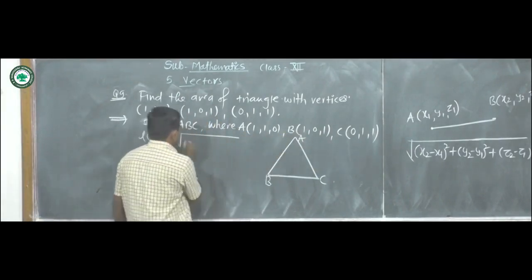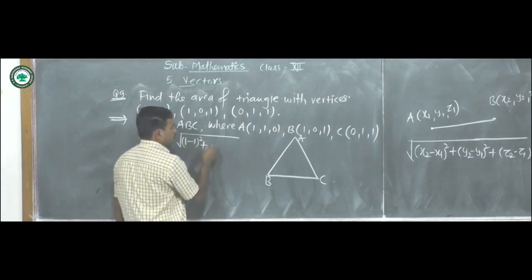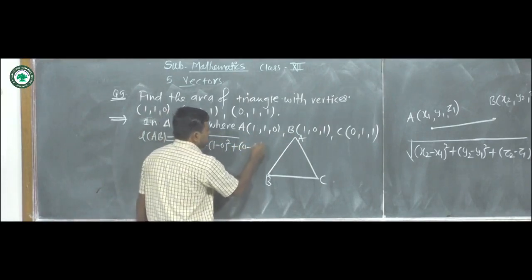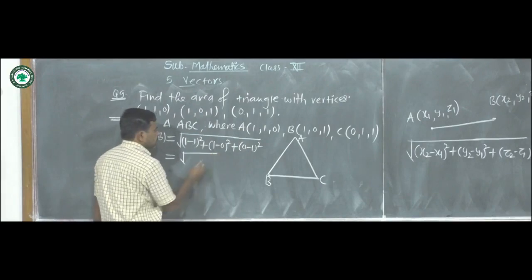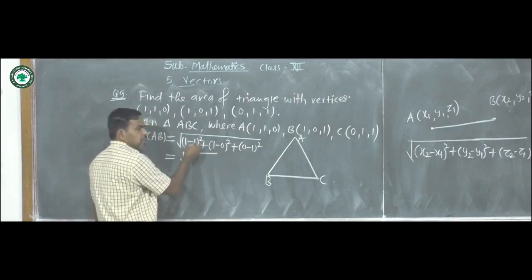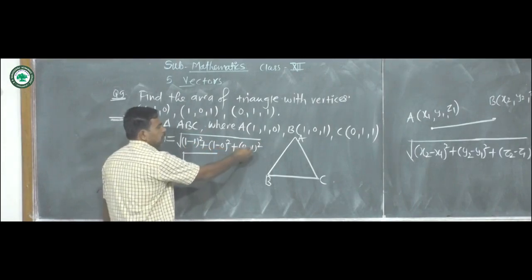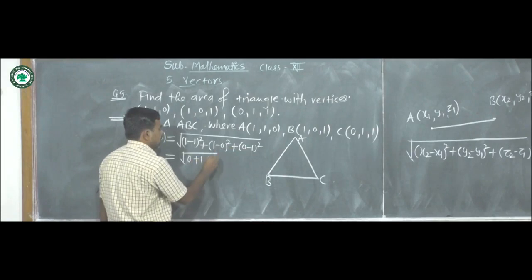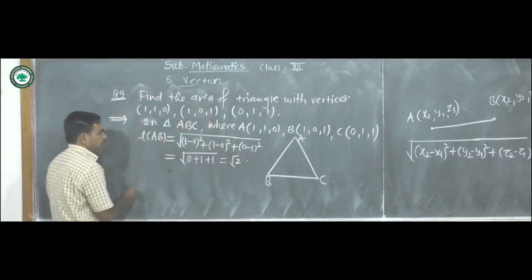It is equal to square root of (1 minus 1) squared plus (1 minus 0) squared plus (0 minus 1) squared. It is equal to square root of 0 squared, which is 0, plus 1 squared, which is 1, plus (minus 1) squared, which is 1. So 0 plus 1 plus 1, and it is equal to square root of 2, the length of AB.